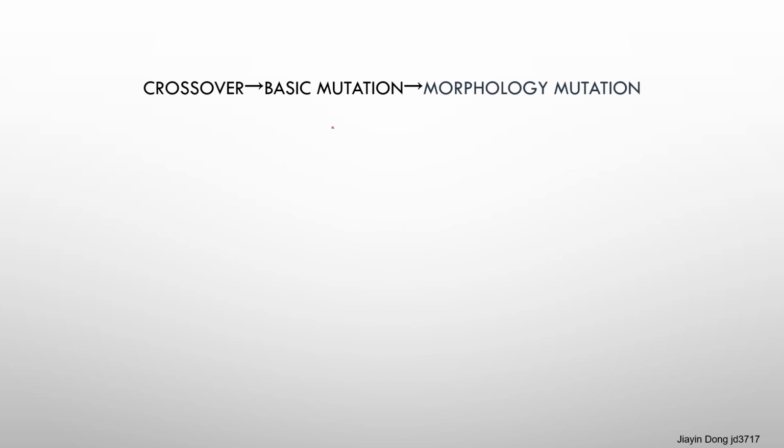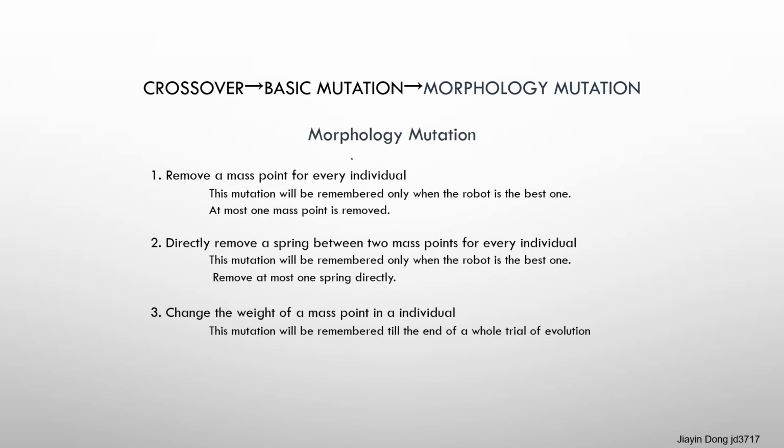The basic mutation happens after the crossover. The morphology mutation happens after the basic mutation. I use three kinds of mutation in the morphology mutation. The first is removing a mass point. The second is directly removing a spring. The third is changing the weight of a mass point.